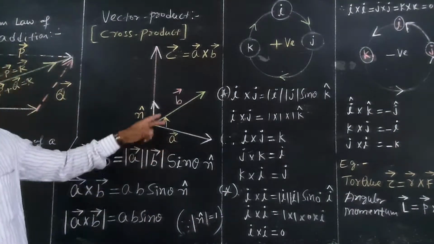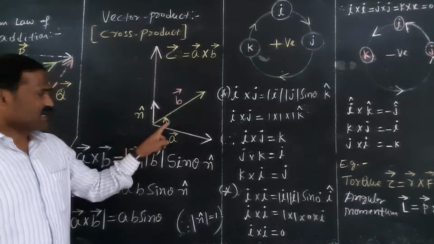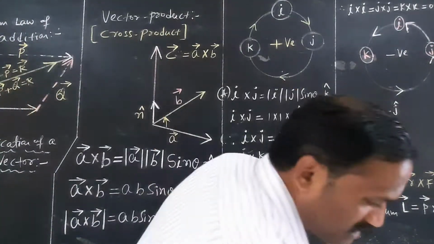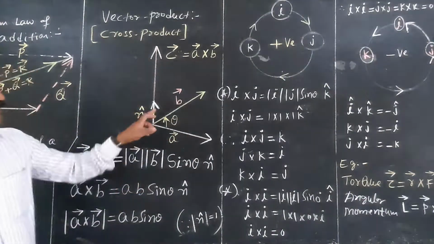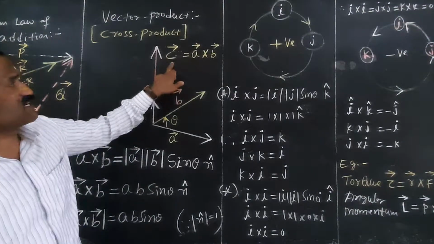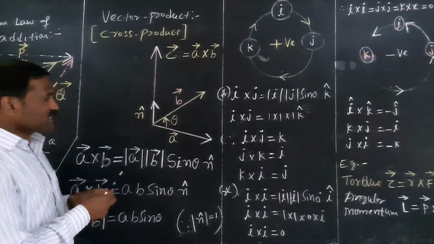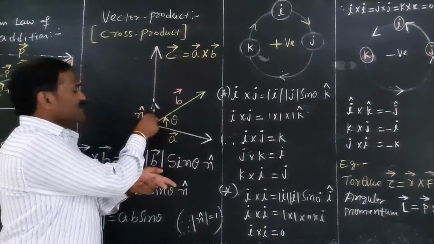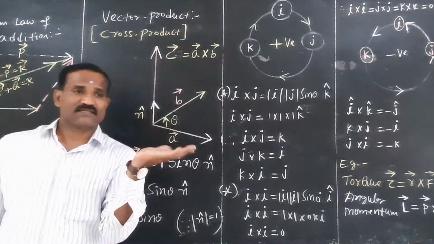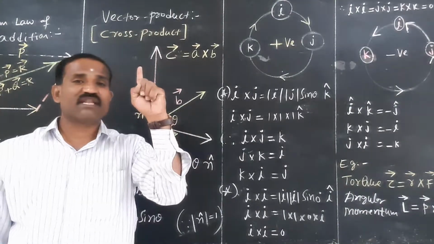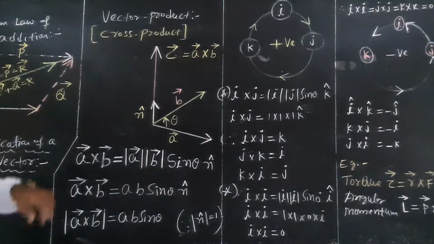Let us consider vector A and vector B, which represent both magnitude and direction, acting at an angle of theta. The angle between these two vectors is theta. Vector A and vector B are on the same plane only. Where is the resultant vector? Vector C is equal to vector A cross vector B. The resultant of A and B is given by n cap. You are rotating in one plane, and the result will be in the other plane, perpendicular to that plane. That is what is called the cross product of two vectors.